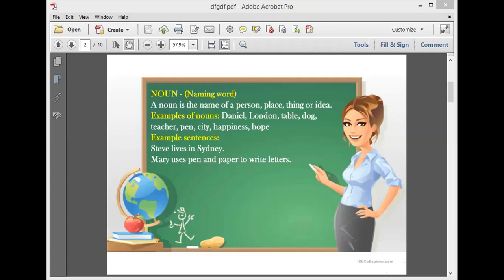So, a noun is the name of a person, place, thing, or idea. Examples for nouns, you know them: Daniel, London, table, dog. Pay attention, I want you to memorize these definitions. For example, if I ask you, what is a noun? You should say a noun is the name of a person, place, thing, or idea, right? So you have to know them well.